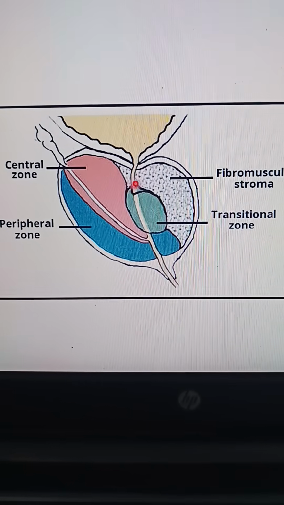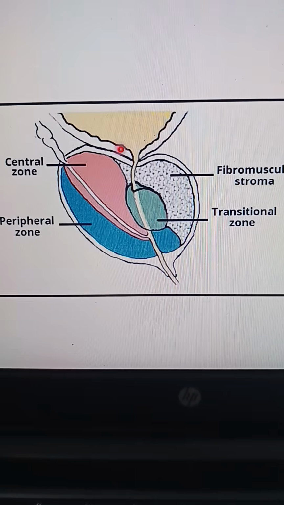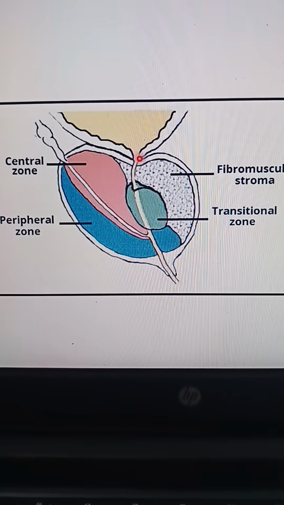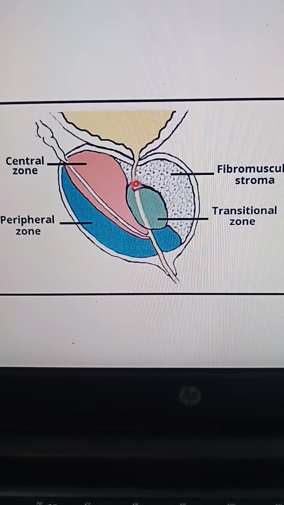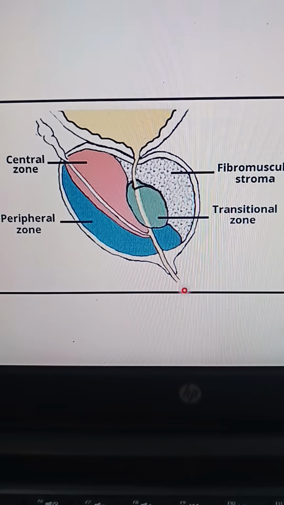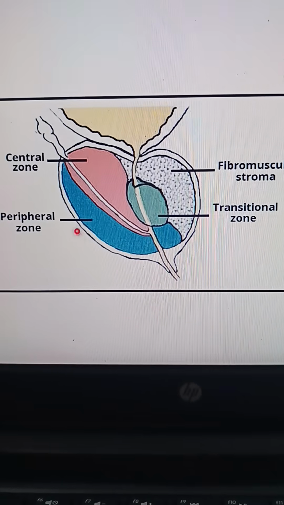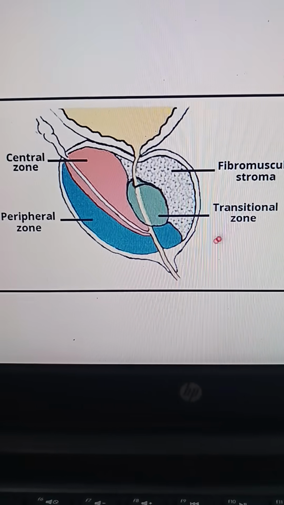Take a look at the gross features of the prostate. You can see the urinary bladder above. You can see the urethra coming down and piercing the prostate to enter the penis. Not shown here, but let us focus on the prostate. So the whole thing is the prostate.